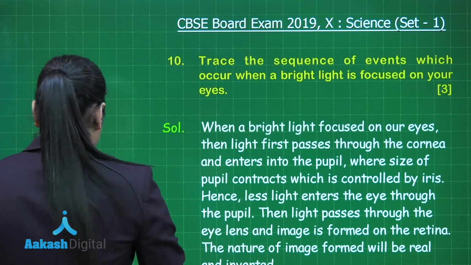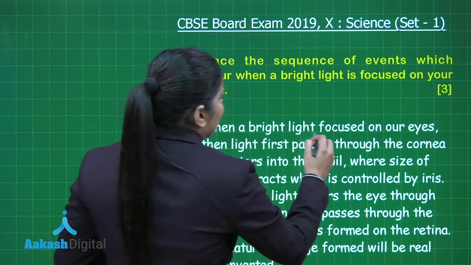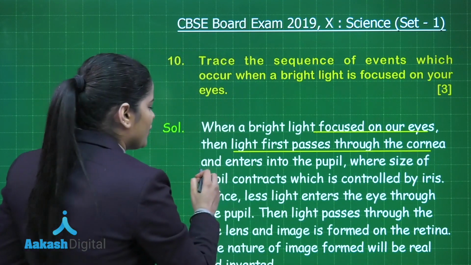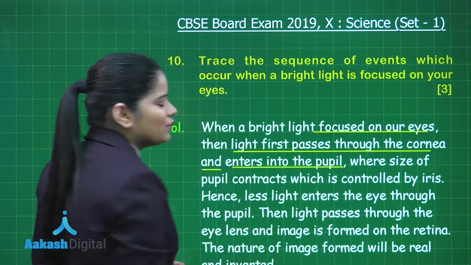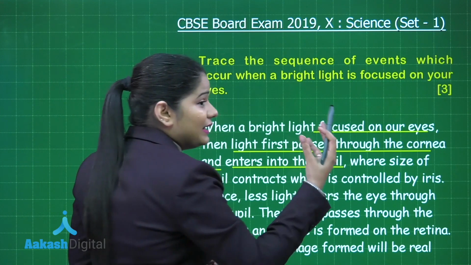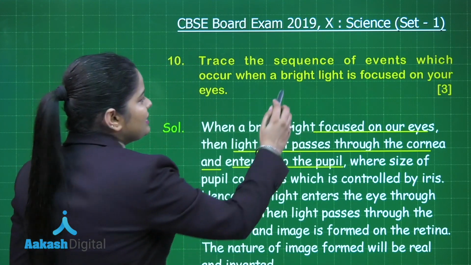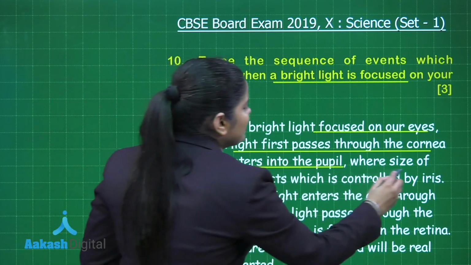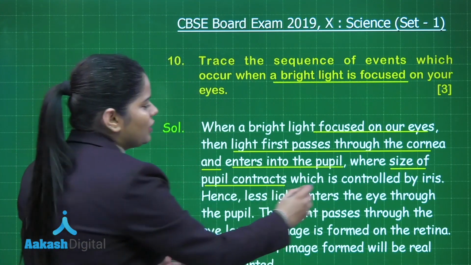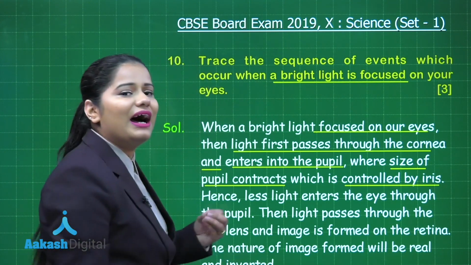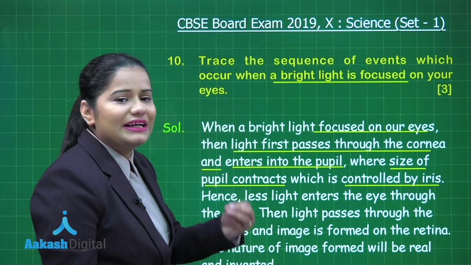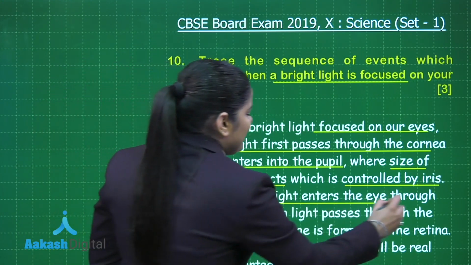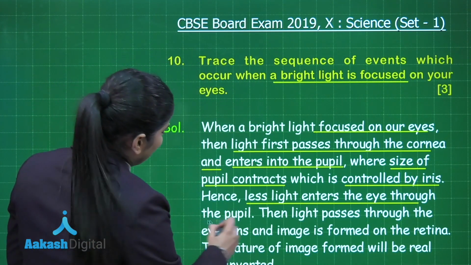So you first need to mention that when the bright light is focused on our eye, the light first passes through the cornea and then enters into the pupil. Now, when the light enters into the pupil, because a bright light is focused, what is going to happen? The size of the pupil contracts because its size is controlled by the iris. Why is its size being controlled by the iris? So that less light enters the eye through the pupil.